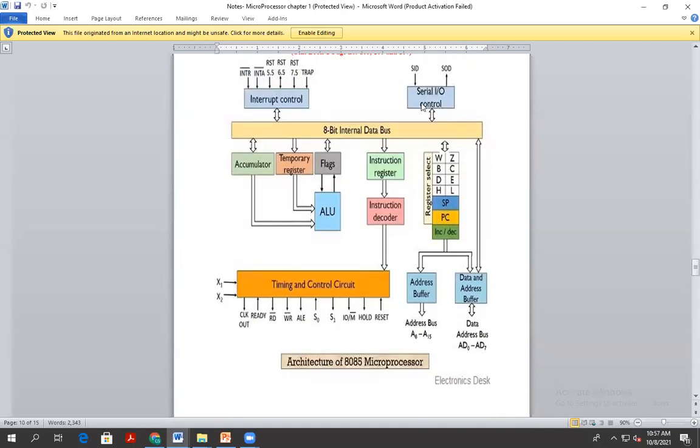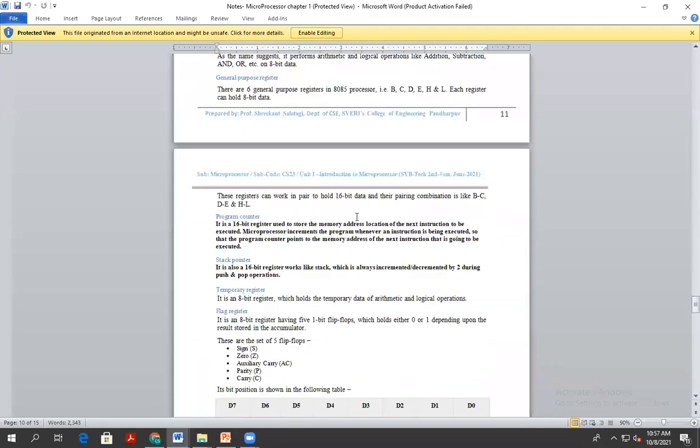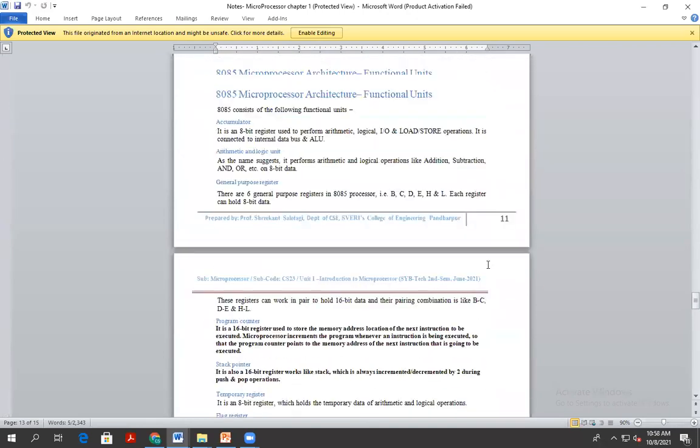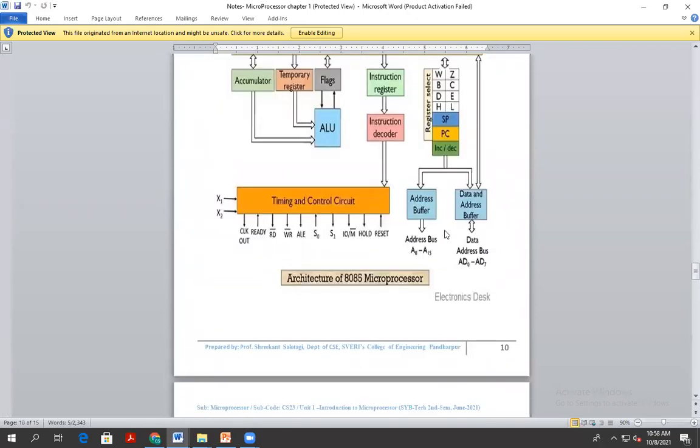So this block is used for serial input and output control. Next one is the address buffer and address data buffer. The address buffer is this one, and this is the address data buffer. The address buffers are the 8 data address lines, that is pins number 19 to 12, whatever you are going to use for the functionality of the address bus.